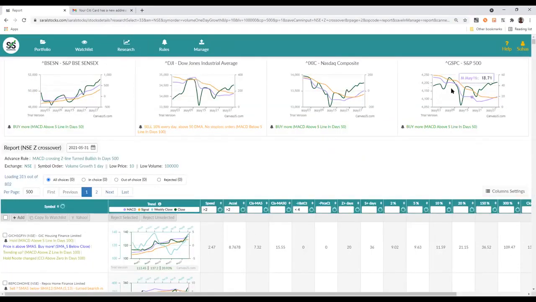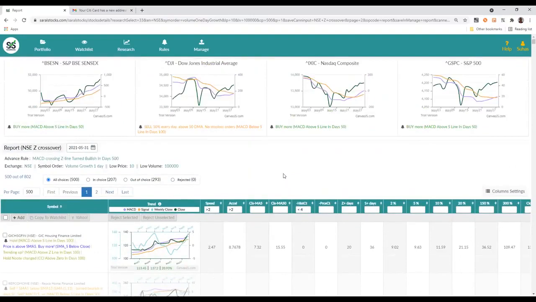On this page, you are seeing 4 charts for the indices on the top. The first is the Sensex, then you have Dow Jones, and for each of these indices, there's analysis that shows the broad trend in the index level and the recommended action as decided by the rules that are set by you, the user.